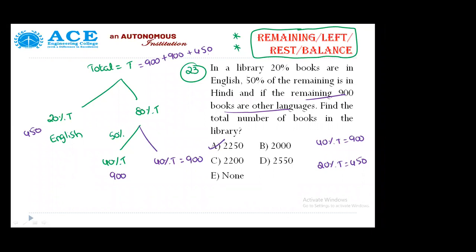Don't go for 80 minus 50, 30. It is 50% of 80. 50% of the remaining, and the remaining is 80. That's very important. Total is 100%, right? Here 40% is 900, as you know. This 40% is also 900, and 20% will be 450. 20 plus 40 plus 40 is the total. It's very simple.